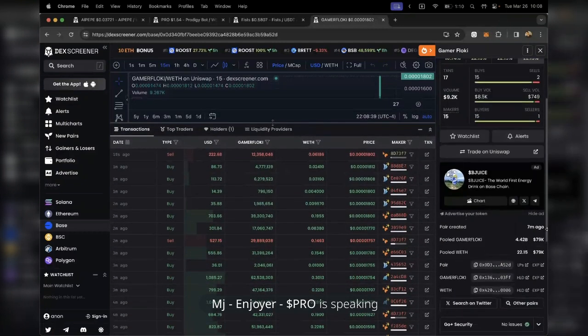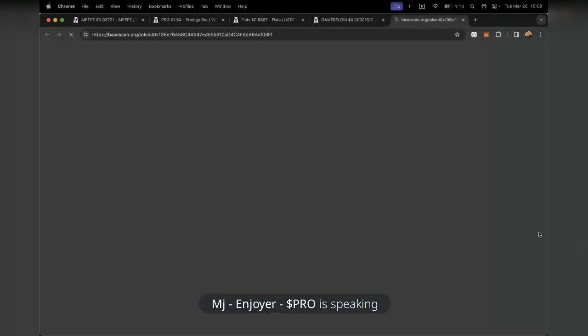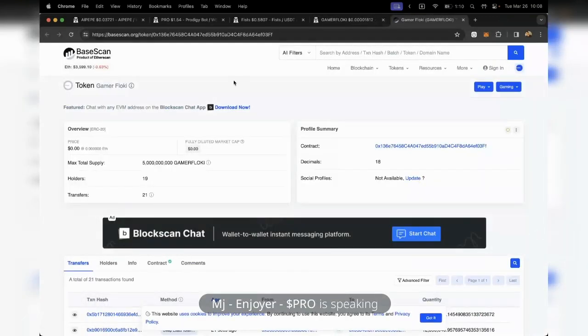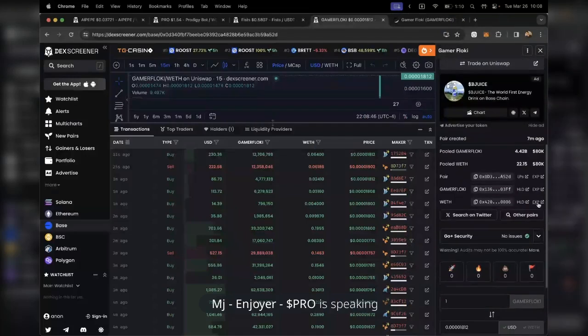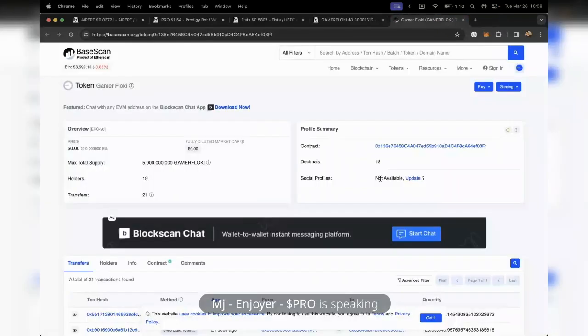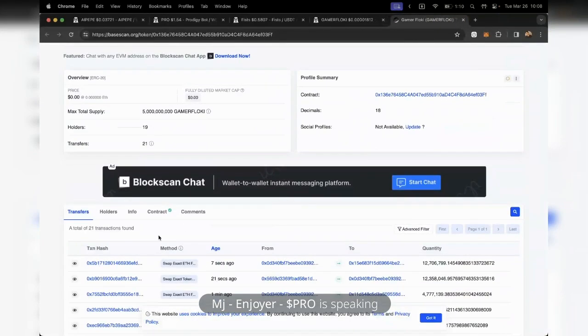So how do we check further? Okay, how do we check further? Go to base scan. See here? Explorer pops out the base scan. Now, what can we learn here? Number one, the contract is verified.